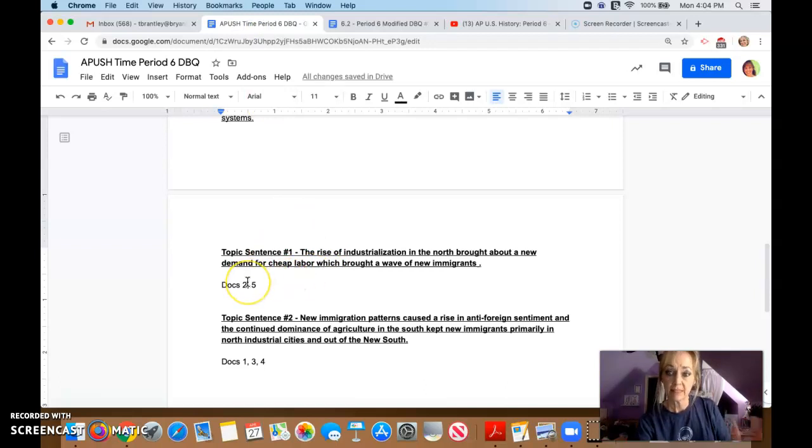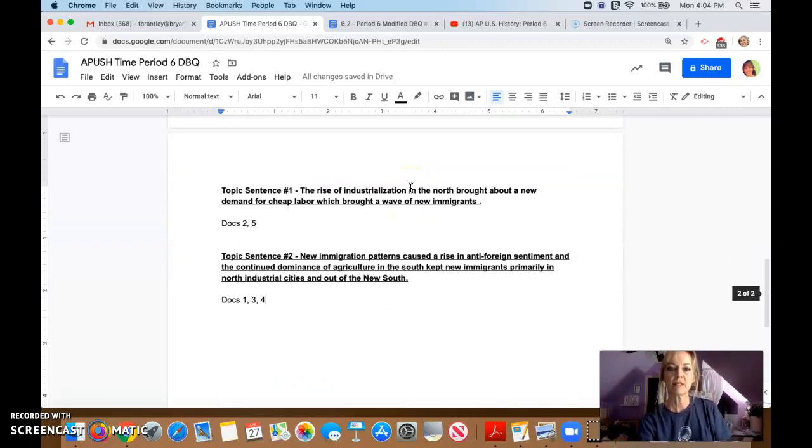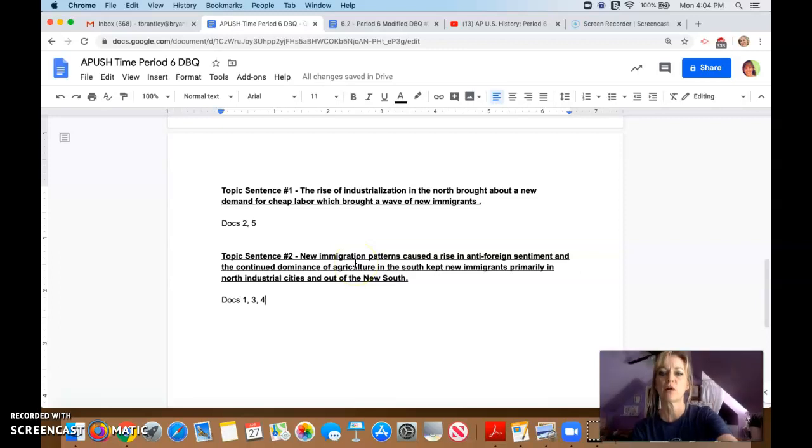Okay, so I'm going to stick both of those documents, and then I'm going to move on to my next body paragraph, which is topic sentence number 2, which comes straight from the thesis statement. New immigration patterns caused a rise in anti-foreign sentiment, and the continued dominance of agriculture in the South kept new immigrants primarily in the industrial northern cities and out of the New South, because we know the immigrants didn't go to the South to work.